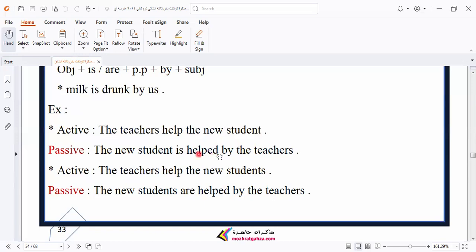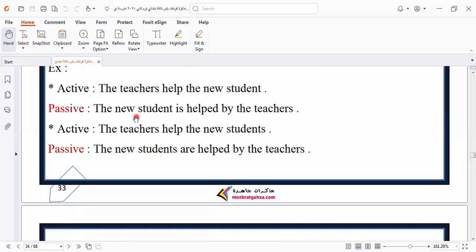The new student is helped, but I would like to say don't assume that I'm giving you a regular verb; I can give you an irregular verb. So you must study the irregular verbs very hard. Okay, grade 3, you must study them very hard. I will tell you later, and I hope you have paper and pencil to write it with me when I tell you after this page. The new student is helped by teachers.